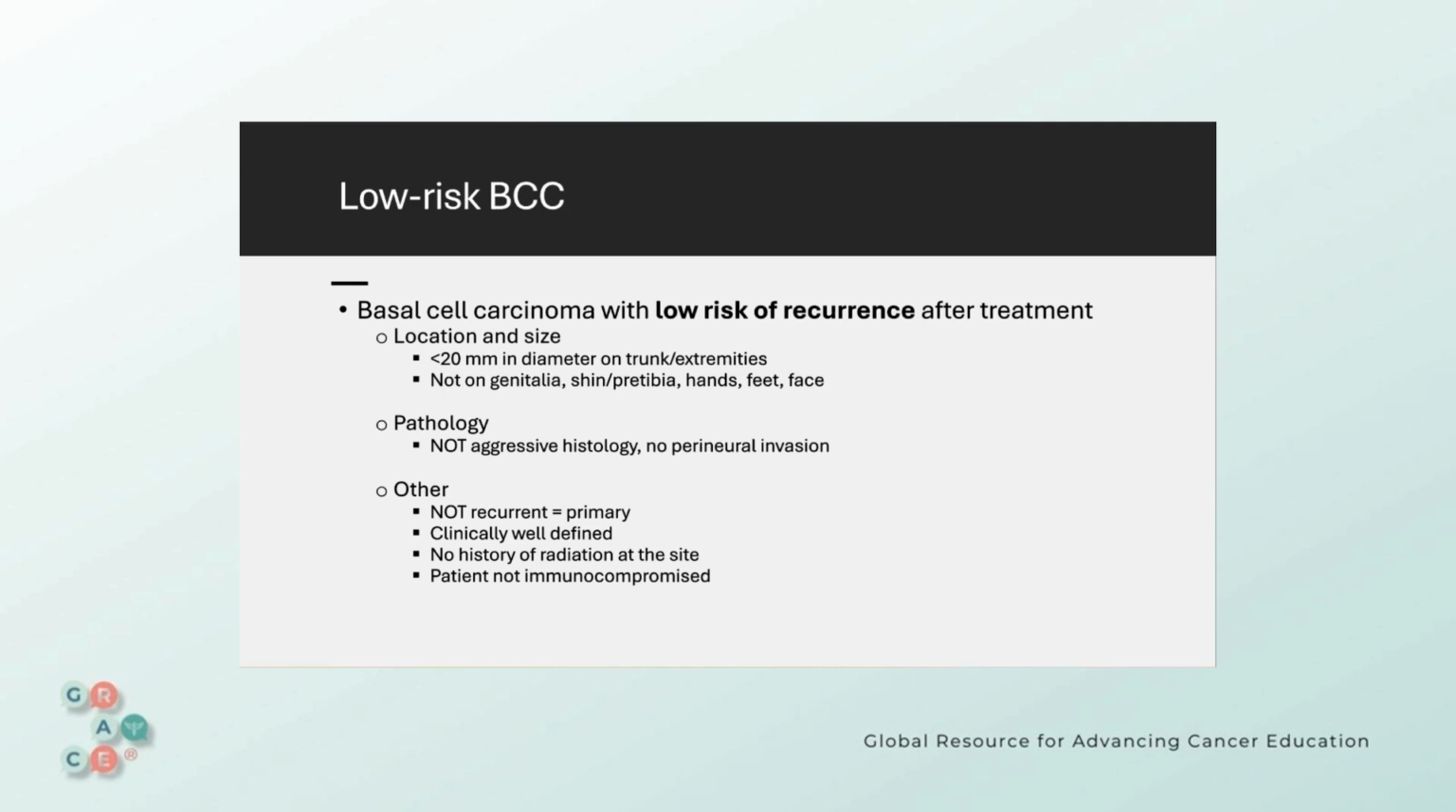risk for recurrence. But additionally, they also need to have no high-risk features under the microscope, so pathology should not demonstrate aggressive histology or perineural invasion. And then other features that would make a basal cell carcinoma at low risk for recurrence include a tumor that is primary, meaning it hasn't been treated and has not recurred. The tumor borders are well defined to the naked eye. There's no history of radiation at the site where the basal cell carcinoma has been diagnosed, and the patient is otherwise healthy and not immunocompromised.